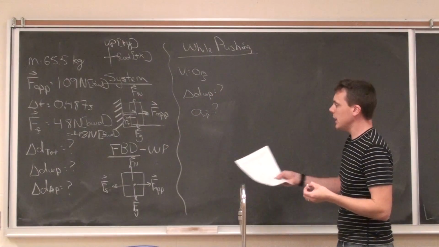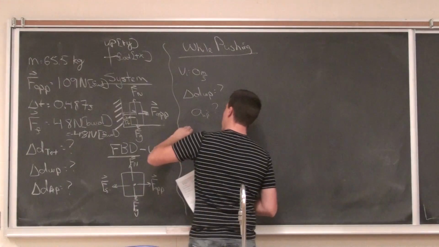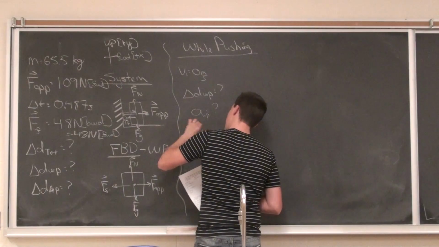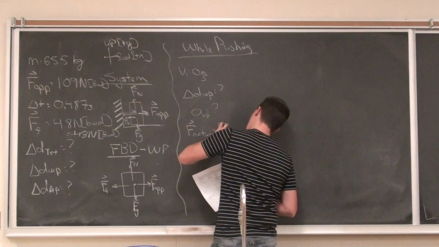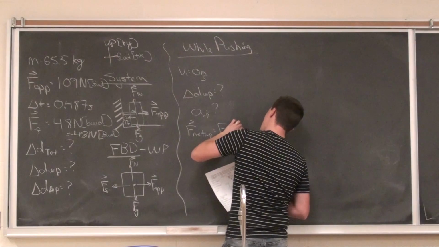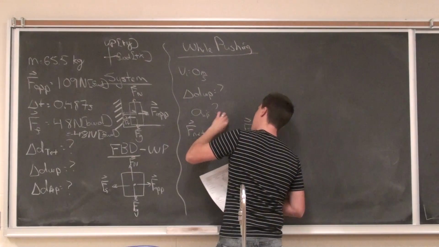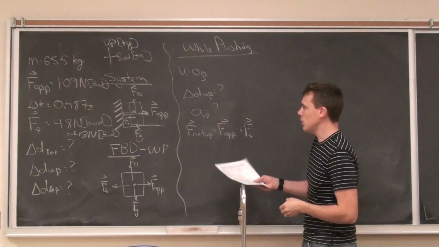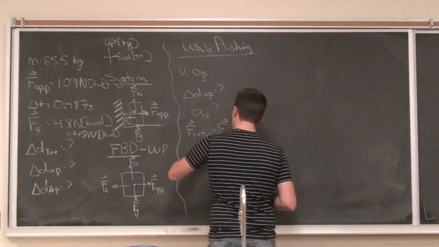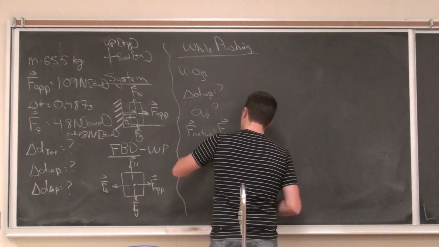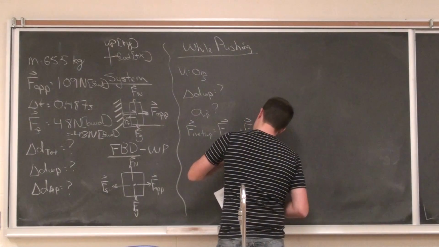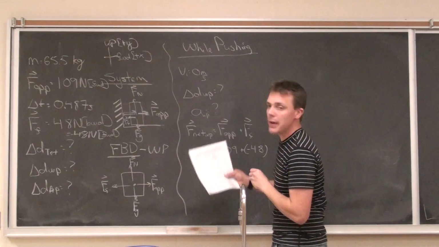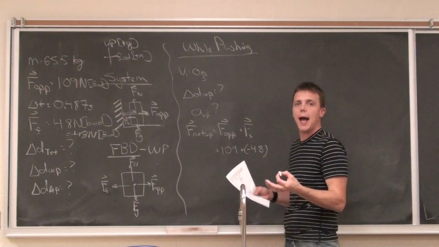Okay, so quickly I look at my free body diagram, and I can say that the net force on the skateboarder while pushing is equal to the force applied plus the force of friction. And now I can drop the vector signs. We've taken care of direction, so let's start filling in some numbers. So F applied is 109 plus negative 48.